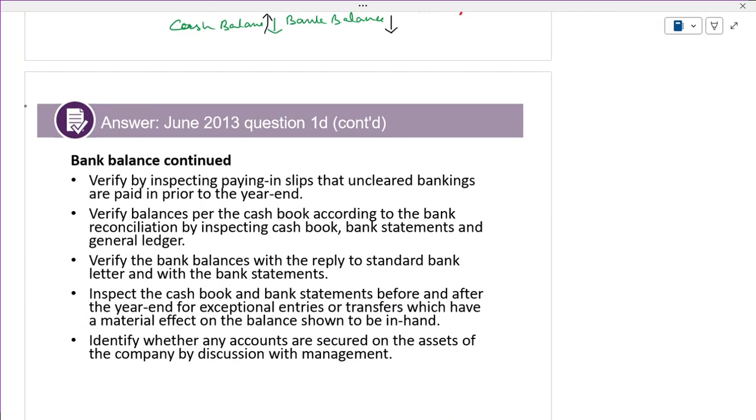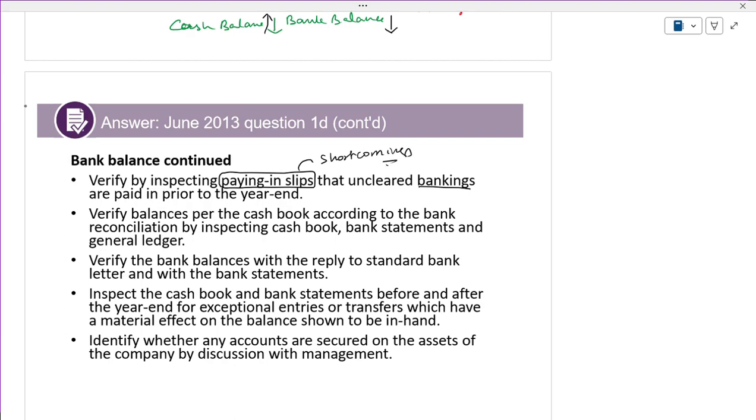Verify by inspecting paying slips. This is another crucial area. Understand the point? Paying slips, where we are talking in terms of uncleared bankings. When you are depositing the check, you are depositing the cash. Definitely, this is also avoided. Keep it in mind, these are all shortcomings that have been avoided over a period of time.